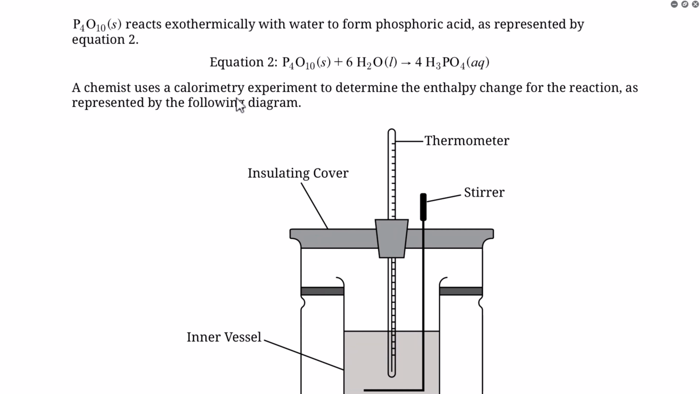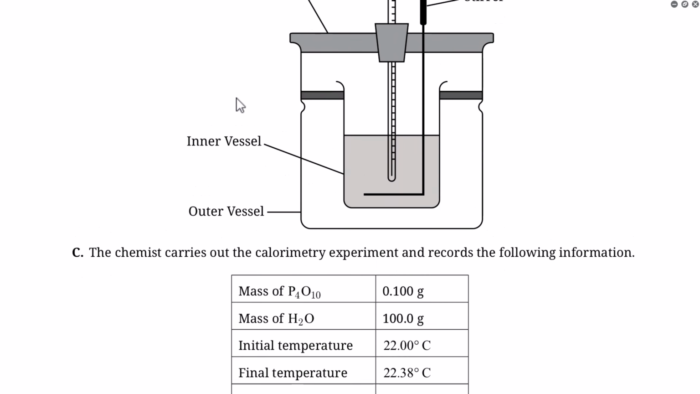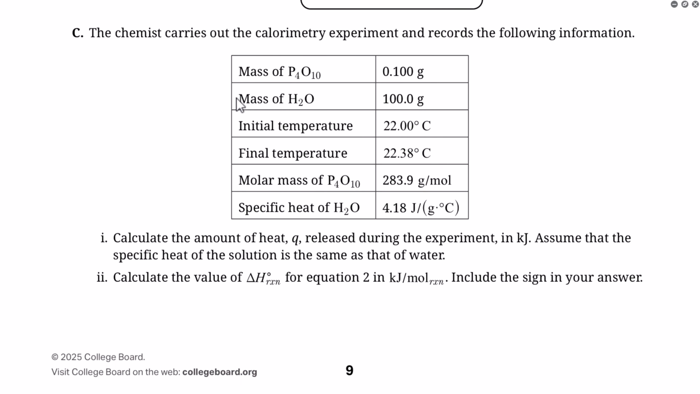P4O10 reacts exothermically with water to produce phosphoric acid as represented by this reaction. A chemist uses a calorimetry experiment to determine the enthalpy change for a reaction as represented in the following diagram. The chemist carries out the calorimetry experiment and records the following information. So, it looks like we're trying to solve for Q here, the heat released during the experiment.